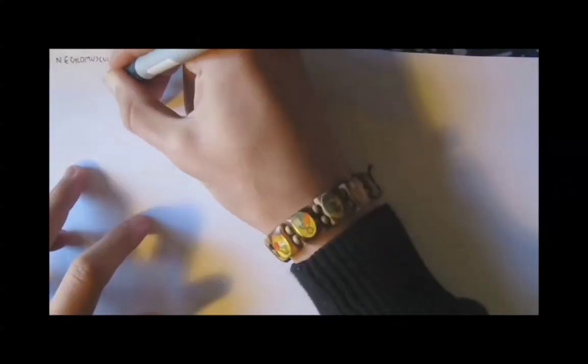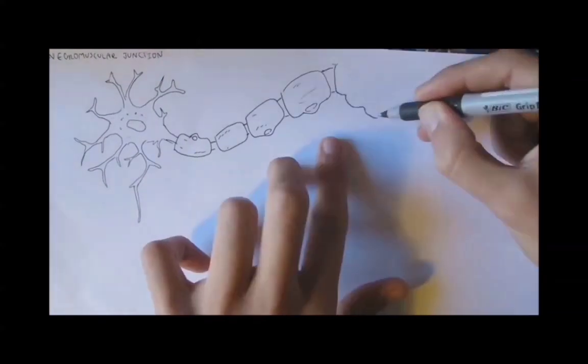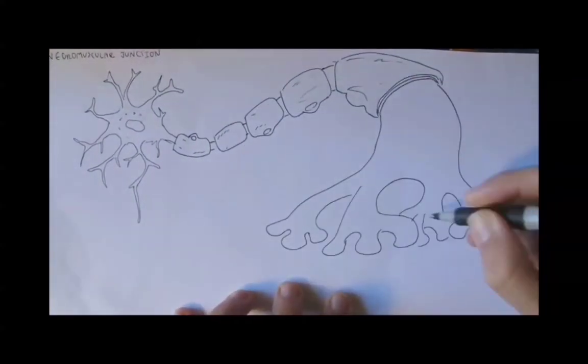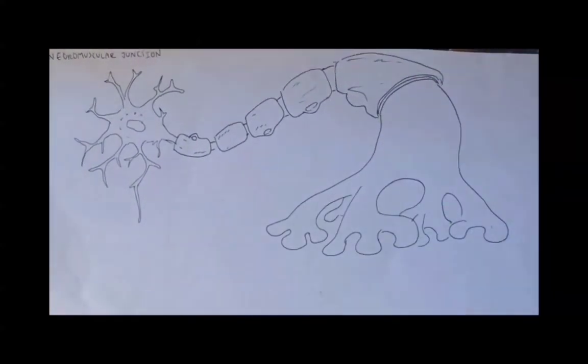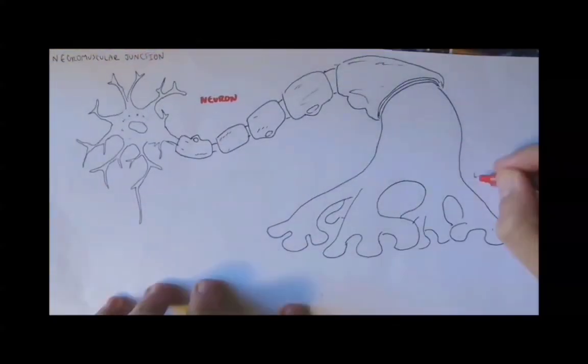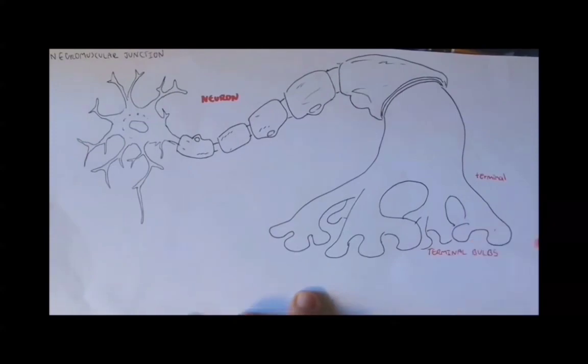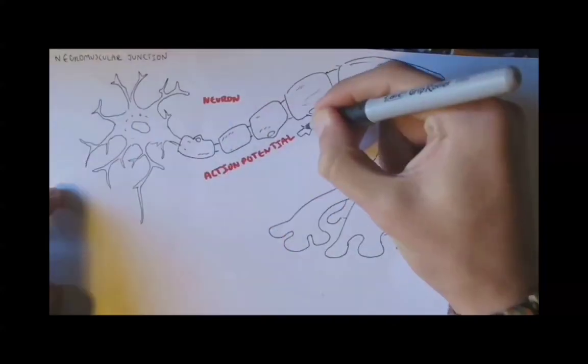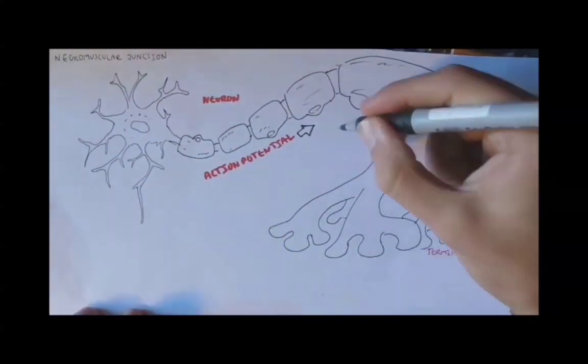So we have here the neuron with myelin, some Schwann cells, and here are the terminal bulbs or the end bulbs. The neuron will generate an action potential which will then propagate and send signal to the muscle. So around here we have the muscle.